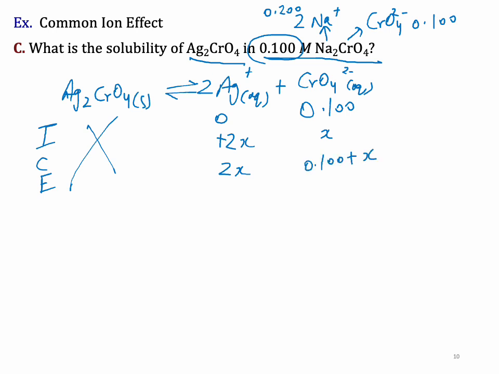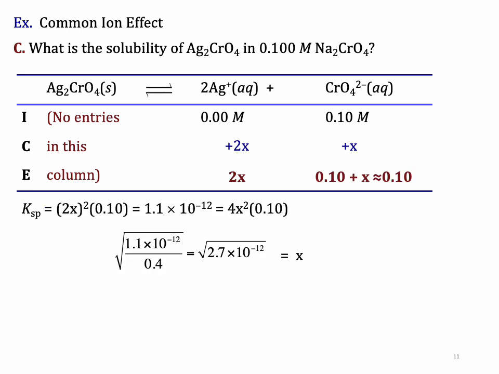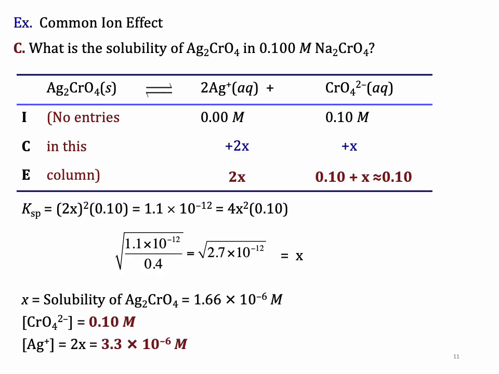Now same, Ksp is going to be 2x whole square times 0.100 plus x, but we'll assume this plus x basically means it is 0.100. So from using that, we will solve for x again, and if we solve for x from this expression, it comes out to 1.66 times 10 raised to power minus 6. So that is the effect of having a common ion on solubility of any salt. It always decreases.